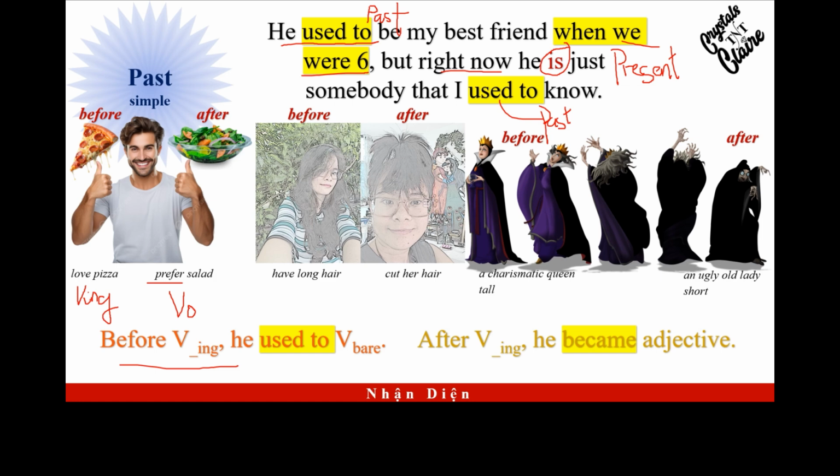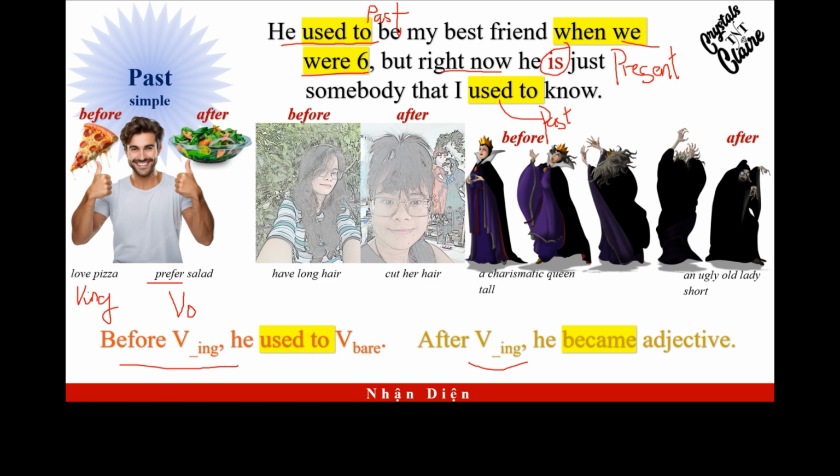After verbing, he became adjective. Okay, for example, after loving pizza, he became fat. He became chubby. Like after loving pizza, he ate pizza a lot. Then he became fatter and fatter. That is the result of eating pizza a lot. Okay. So before and after here.